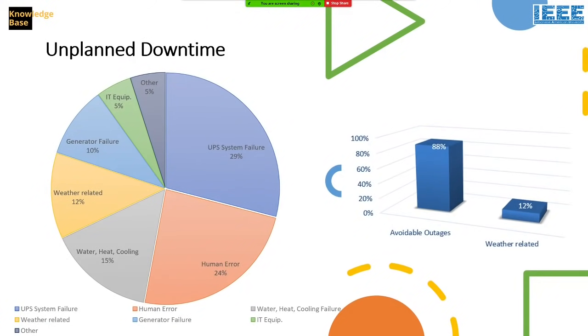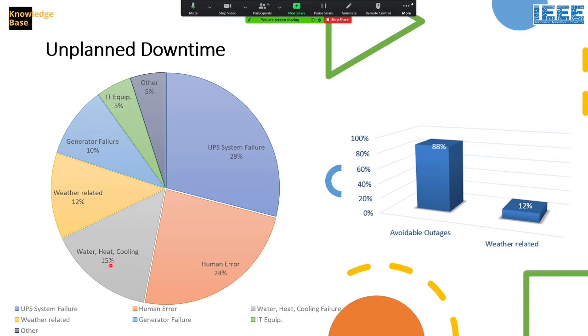Now, as we said, standards are important. And why are they important? Because our goal in a data center is to reduce our downtime. Now, based on a study published by Uptime Institute journal, you can see that the different causes of outage and downtime in a data center are UPS failures, human errors, water and heat cooling, generator failures, IT equipment, and other.